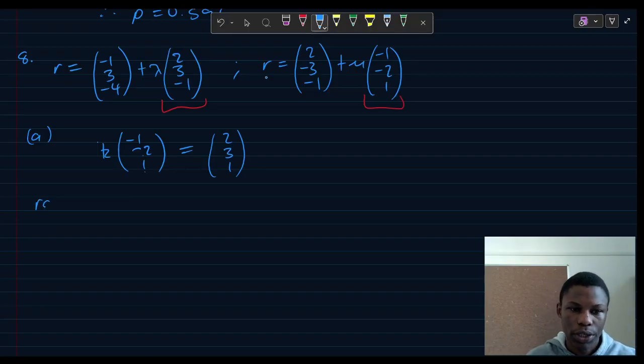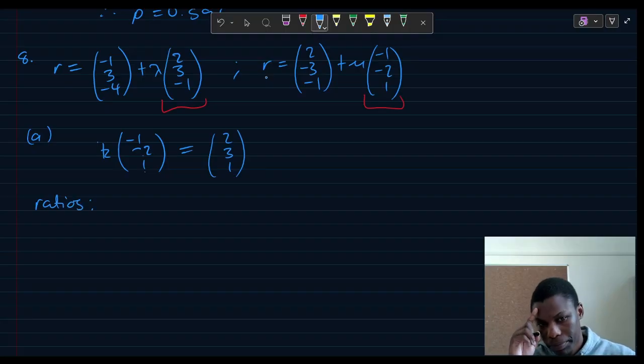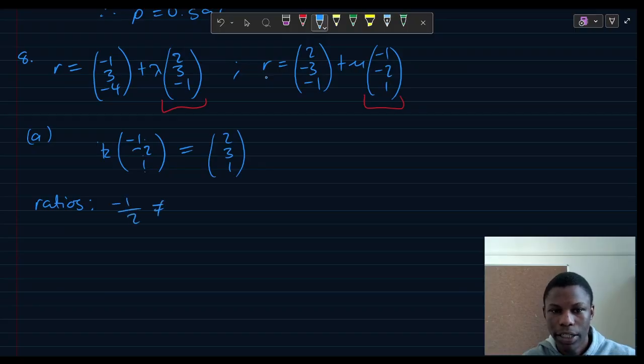A good way to argue this out is to just use ratios and say that if I take -1 divided by 2, this is clearly not equal to -2 divided by 3. This is also not equal to 1 over -1. Hence, not parallel.